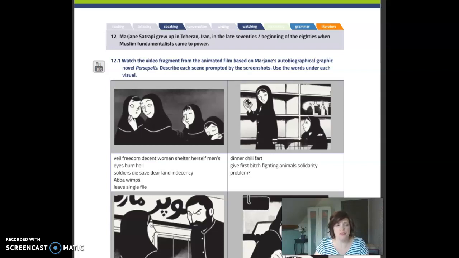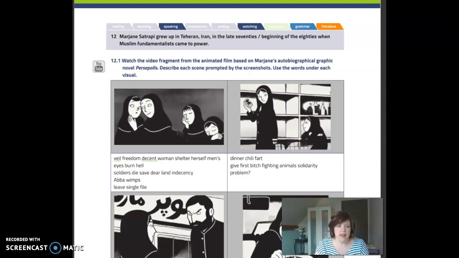Once you've watched the video, you should be able to tell us what happens in each of the screenshots that you find in your workbook in exercise 12.1. You needed to describe each scene by using the keywords that you get in exercise 12.1. The words that are underlined in exercise 12.1, the words in green, are words that you can find in the vocabulary list. Let's have a look at some of those words.